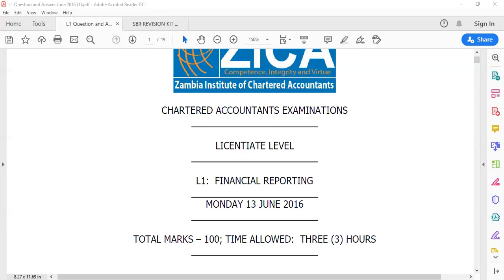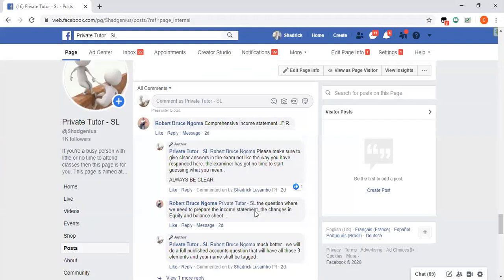So there was a student yesterday who commented on our post and he requested that we do a question for him. So we want to grant our dear student the request. There's our Facebook page, and that's the name of the student, Robert Bruce Ngoma. He commented on our post and he said he needed to know the comprehensive income statement, financial reporting, and it wasn't clear. So we asked him to please make sure to give clear answers in the exam, not like the way he responded here. The examiner has got no time to start guessing what you mean.